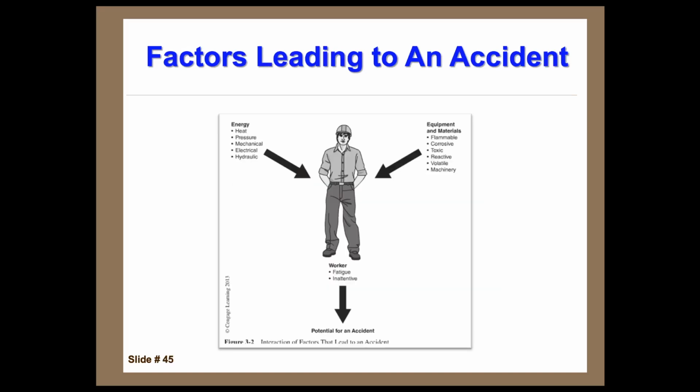Factors leading to an accident. Here is a worker at the center of the figure. You see that energy may impose some accident on the worker with respect to heat, pressure, mechanical, electrical, hydraulic. Equipment and materials: flammable, corrosive, toxic, reactive, volatile, machine. Worker fatigue and different other potential factors for accidents. So these are the factors leading to an accident.